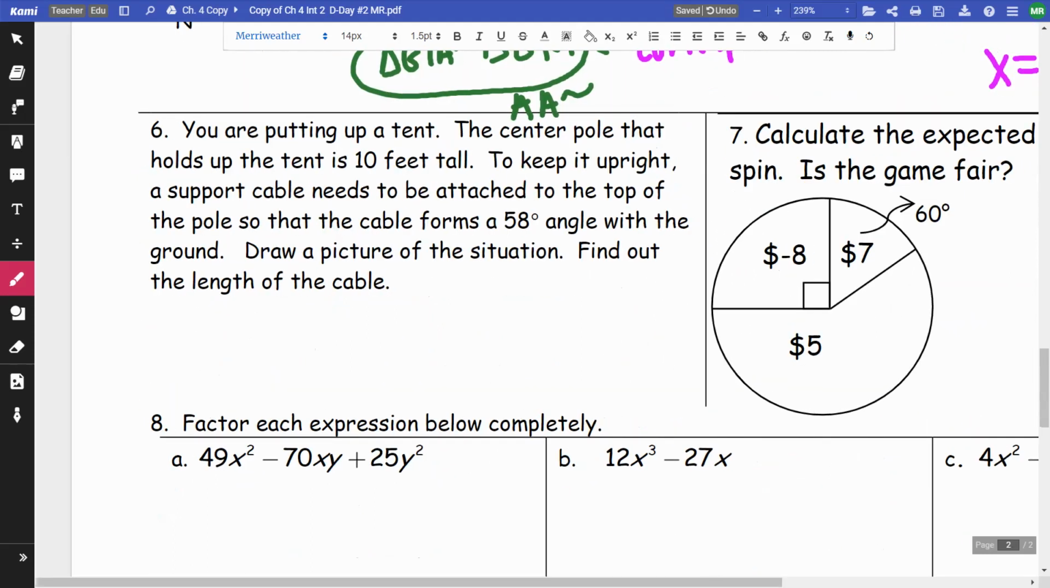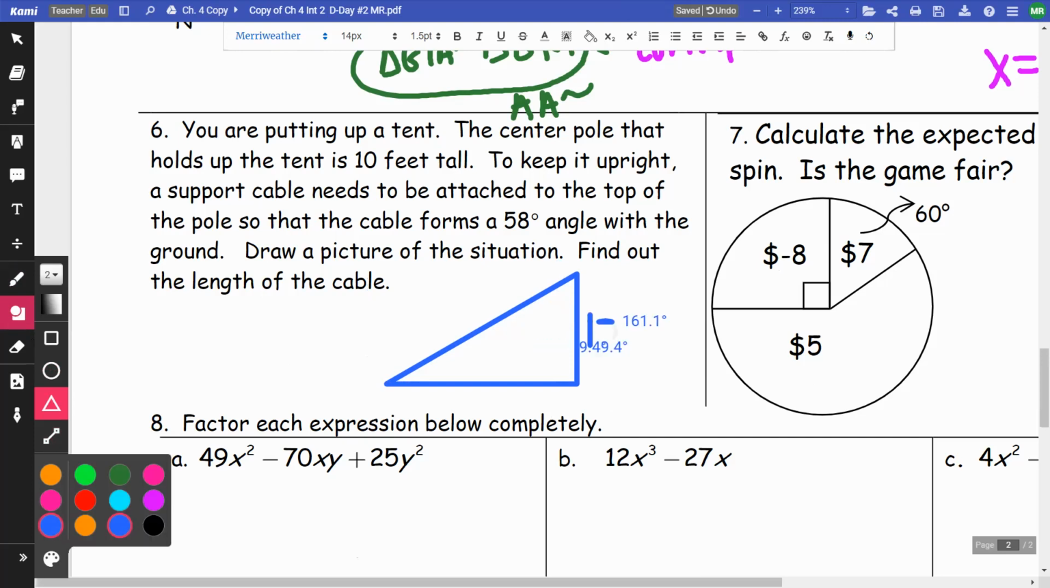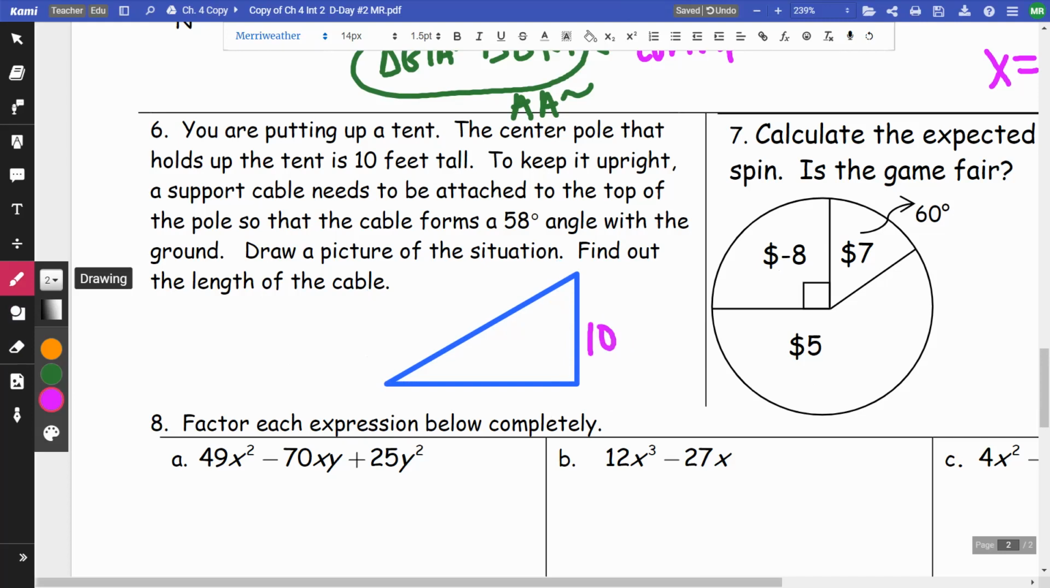On number 6, you're putting up a tent. The center pole holds up a tent that is 10 feet tall. Just get a triangle. The angle that it forms with the ground is 58 degrees. Find out the length of the cable, so I want that.